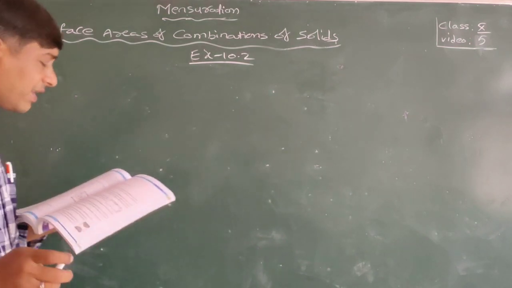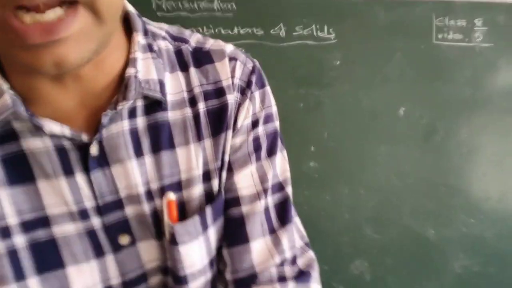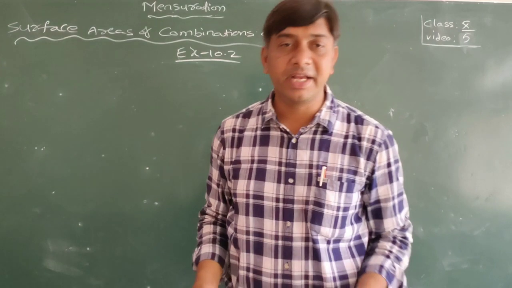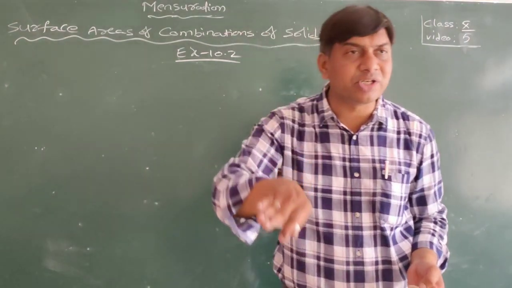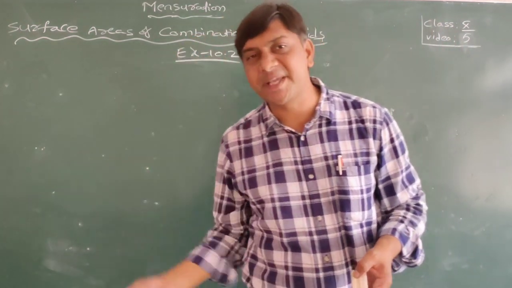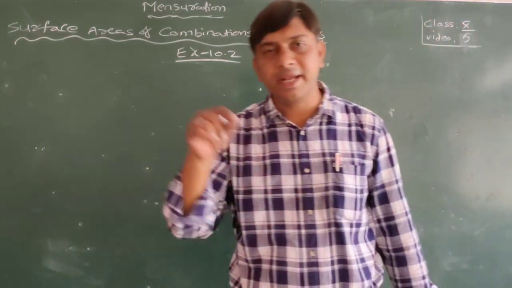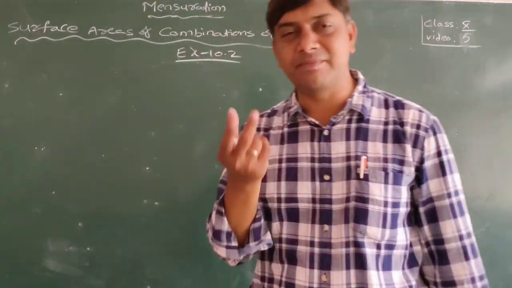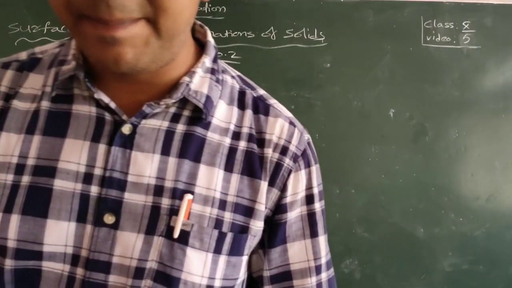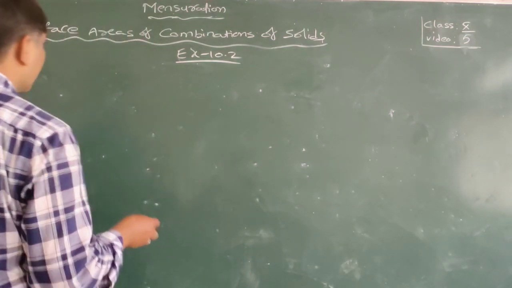A toy is in the form of a cone mounted on a hemisphere of the same diameter. Mounted means surmounted, which means the base of the cone and the hemisphere are the same. They share a common base. The diameter of the base and height of the cone are 6 cm and 4 cm respectively.